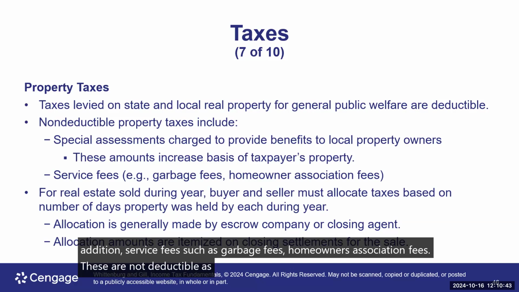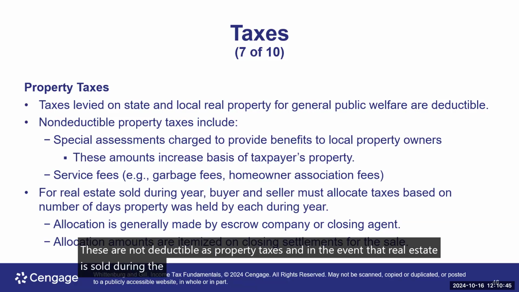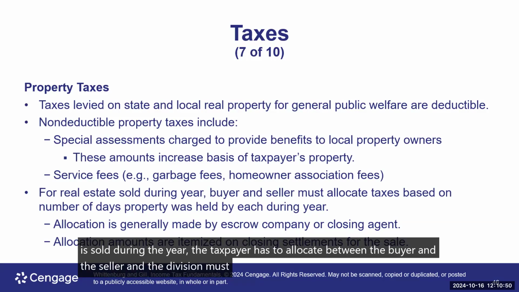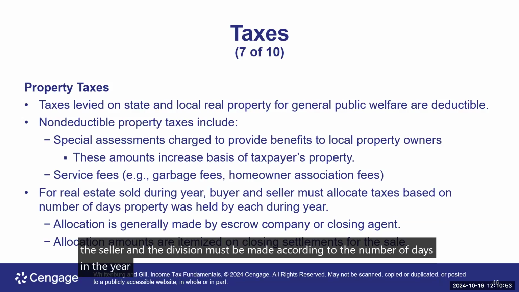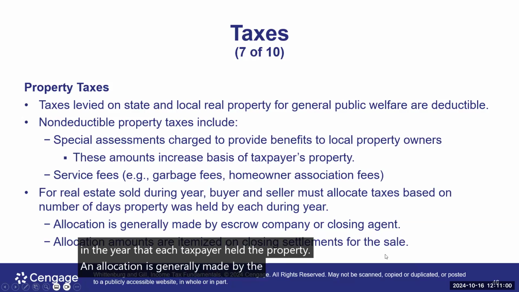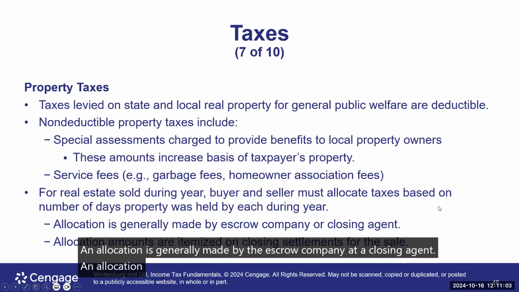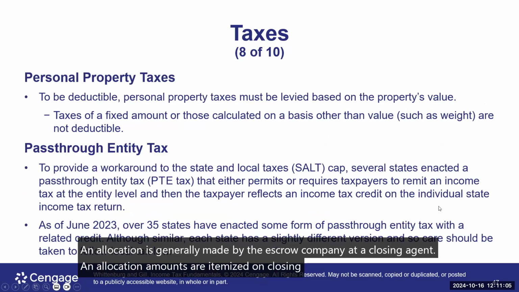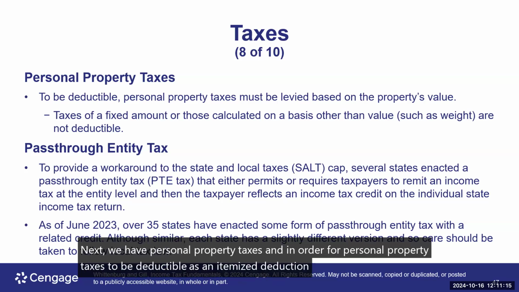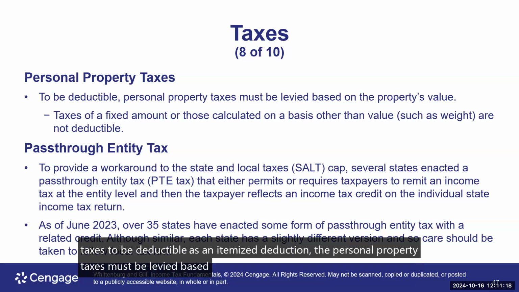In the event that real estate is sold during the year, the taxpayer has to allocate the taxes between the buyer and the seller, and the division must be made according to the number of days in the year that each taxpayer held the property. An allocation is generally made by the escrow company or the closing agent, and allocation amounts are itemized on closing settlements for the sale. Next, we have personal property taxes. In order for personal property taxes to be deductible as an itemized deduction, the personal property taxes must be levied based on the value of the property.